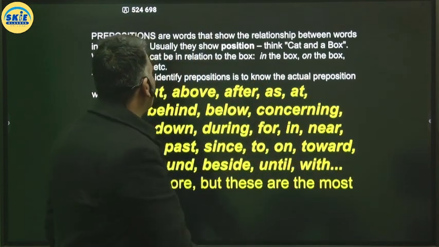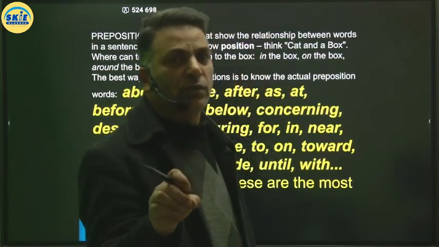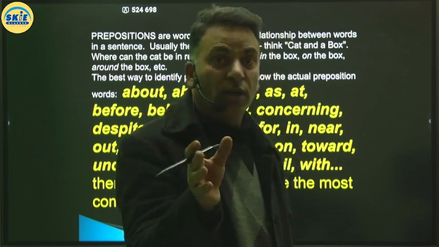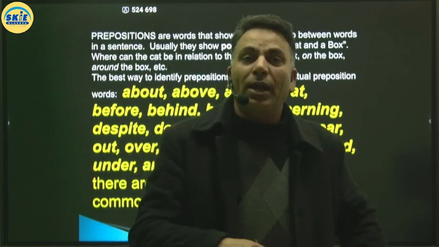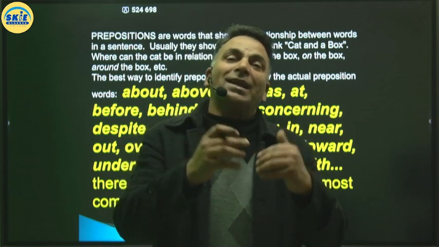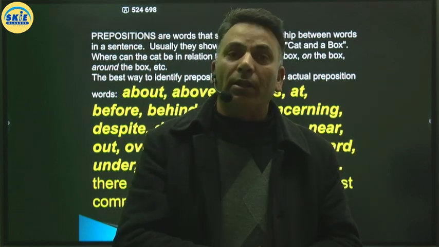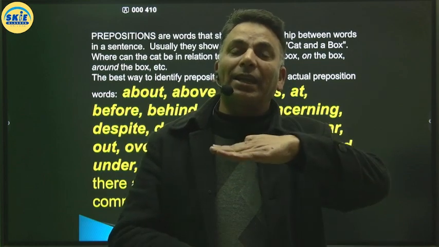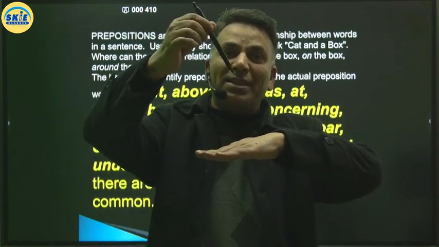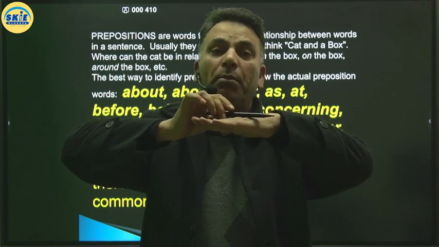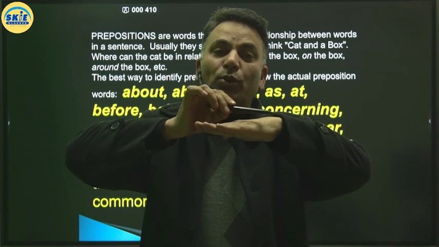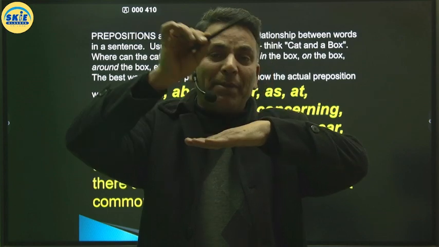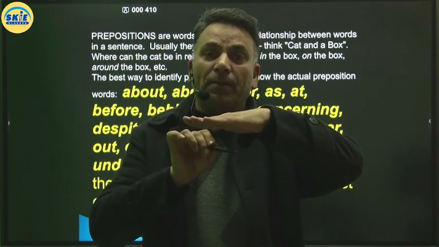For example, usually they show a position, how words are related in space or in time. Let's take the example of a cat and a table. The cat is on the table. When I say the cat is on the table, I mean, say, if this pen is the cat, it is on the table. So the cat is related to the table in this way, that the cat is on. Or I may say the cat is under the table.